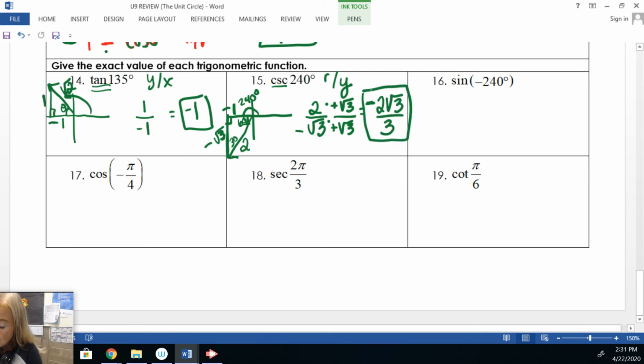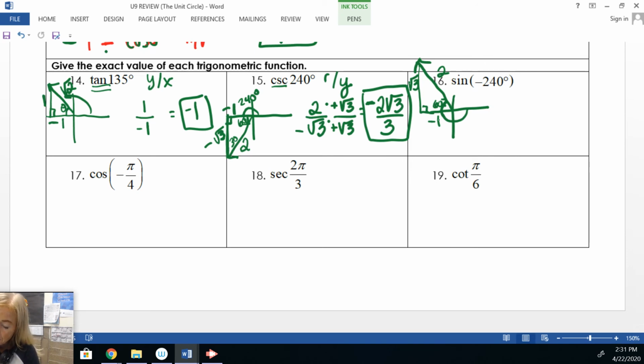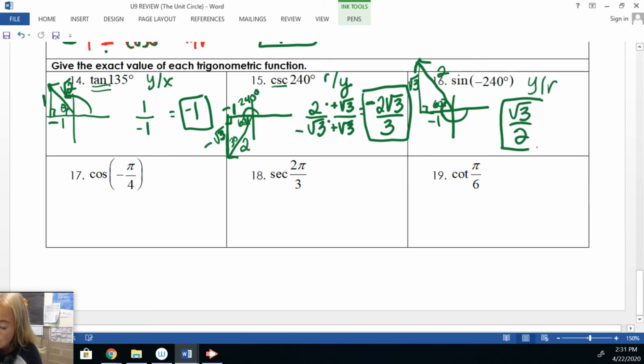Okay. Next one, sine negative 240. So we're going to go negative 180 plus another 60. That's a 60-degree angle. Across from the 60 is radical 3, 2, and negative 1. So remember, negative means you're going clockwise, and the position makes a 60-degree reference angle, and therefore a 30, 60, 90 reference triangle. And the sine is y over r, which is radical 3 over 2. Okay.